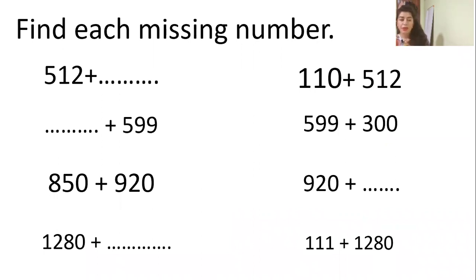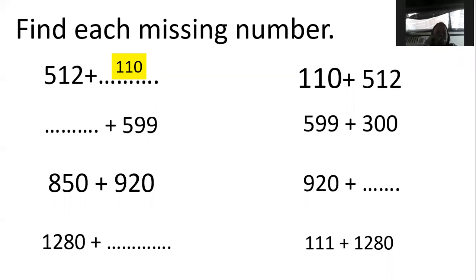Number one, can you answer number one, 512? What is this number here? 512 plus 110. Very good. So the missing number is 110. Number two, please, Kataya, answer number two. Kataya, are you here? Yes. Okay, answer number two. 300. Very good. The answer is 300.